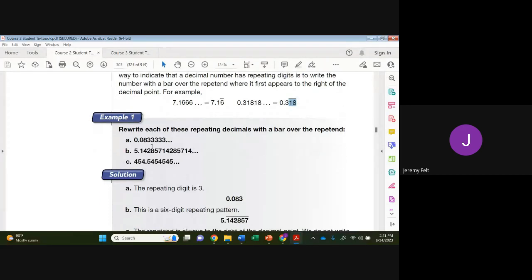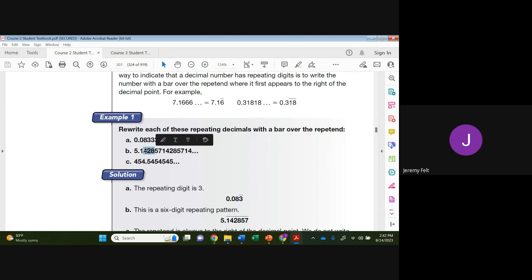So let's look at example C. If we have all of these, 0.083333. So the 3 is repeating, so we put the bar just above the 3. In this one, we have 5.142857, 142857114. I know it's hard to see all those.